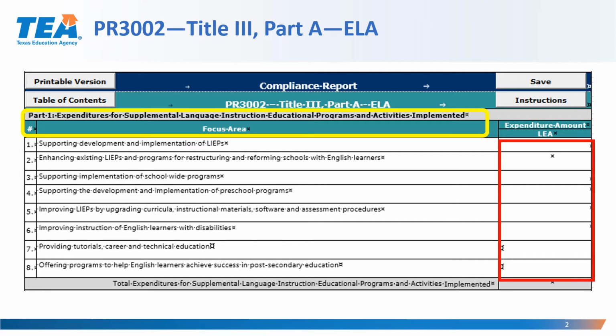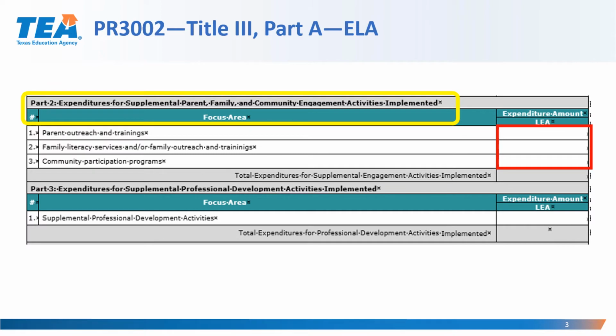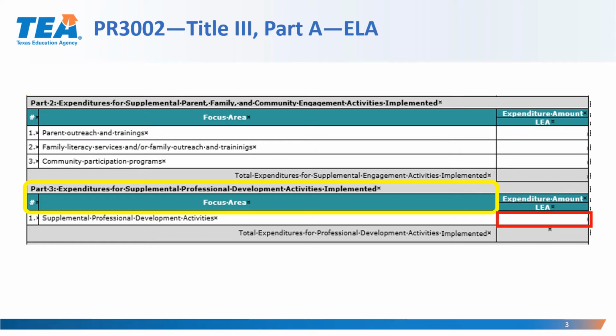Part 1 is asking for the LEA to list the expenditures that took place for supplemental language instruction educational programs and activities that were implemented by the LEA in the focus areas listed. Part 2 is asking for the expenditures for supplemental parent, family, and community engagement activities that the LEA implemented with Title III Part A funds. Part 3 is asking for the amount that the LEA expended for supplemental professional development activities.